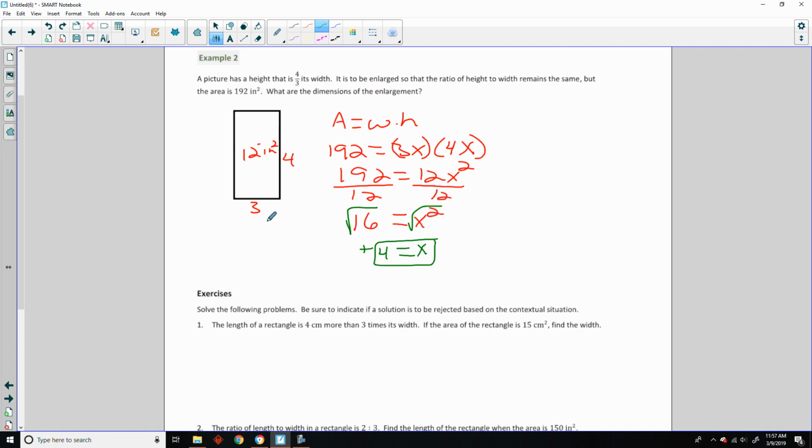So that means, since this is an x and this is an x, it means that this is 3 times 4, or 12, and this is 4 times 4, or 16. So it is a new dimension of 12 by 16. And if I take 12 times 16, okay, going a little too quickly there. 1 times 2, 1 times 1, 2, 9, 1, and it checks.